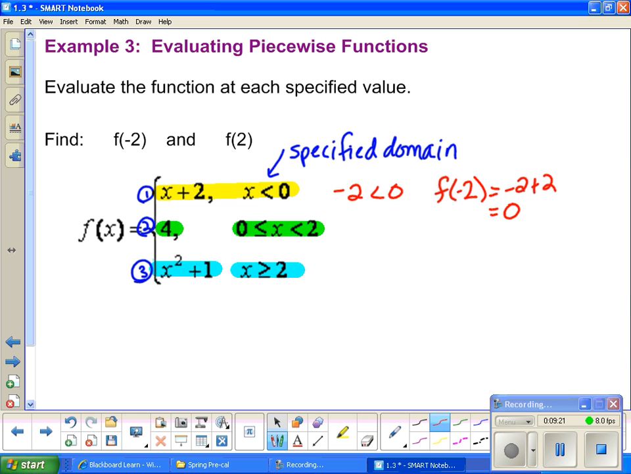If I'm finding f of 2, I know it's not less than 0. But it's greater than or equal to 0, but is it less than 2? No. So I go to the next one. 2 is greater than or equal to 2, where it's true. So I substitute it into the third equation, and I get 4 plus 1. So f of 2 is going to equal 5. Evaluating a piecewise function.